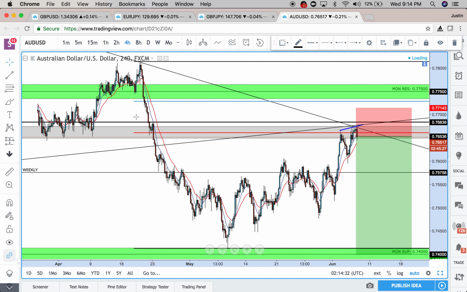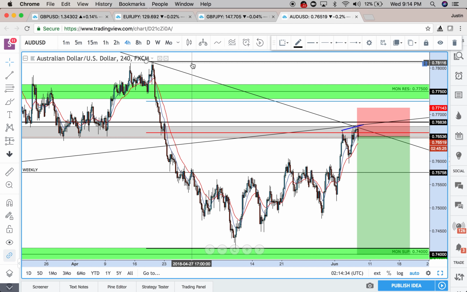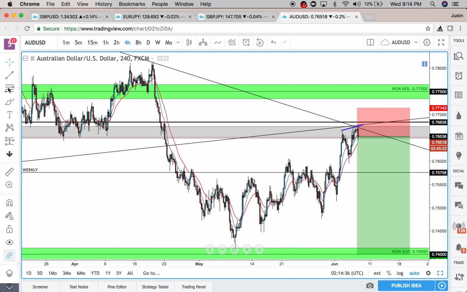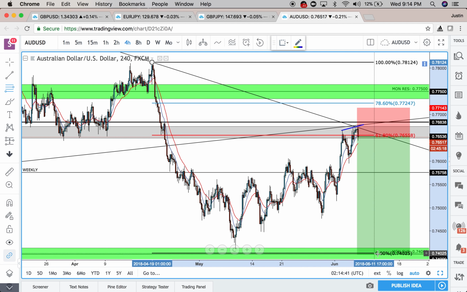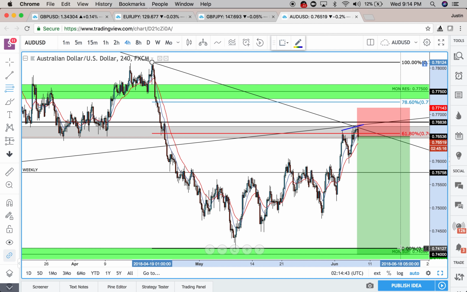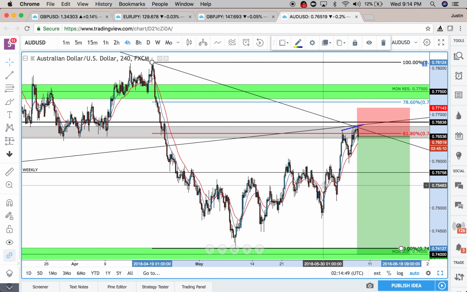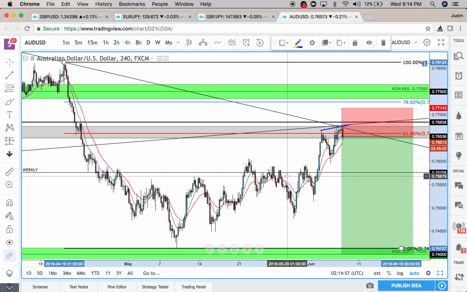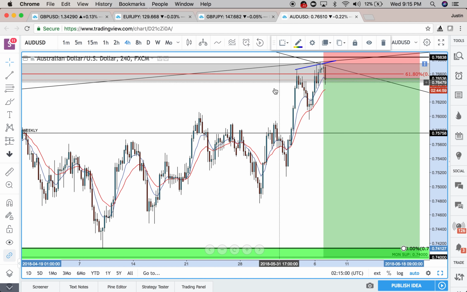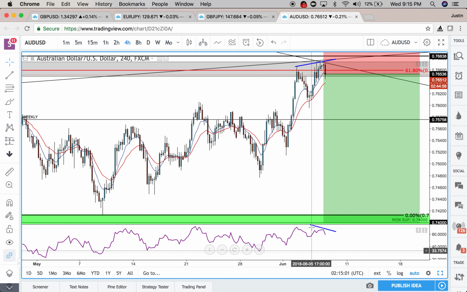And what I like about this setup is that I pulled my Fibonacci extension. I'll do it for you guys here live. I pulled my Fibonacci extension from this high down to this low. And what I also like is that it's hitting right here in the 61.8 area, which, if you guys follow my trades, is my favorite level to send trades out on, and also in this major supply and demand zone.